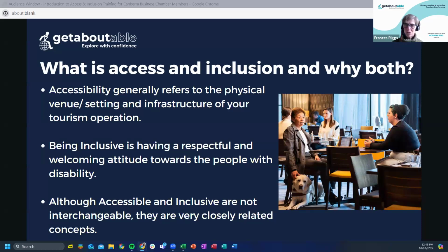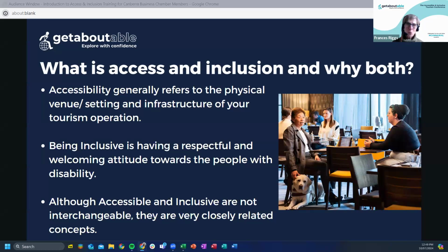So accessibility generally refers to the physical venue, setting and infrastructure of your business, such as ramps, accessible bathrooms, hearing loops or quiet rooms. But accessibility can also be improved through temporary changes like moving furniture in a business for people with vision or mobility difficulties. Being inclusive is having a respectful and welcoming attitude towards people with disability who plan to or do attend your business as a potential or actual patron or employees, and a willingness to consider ways they can be included even if your business isn't fully accessible.